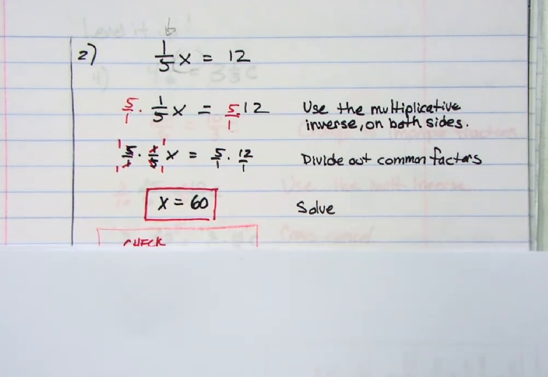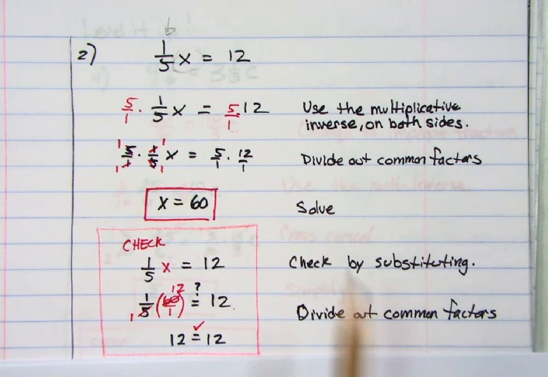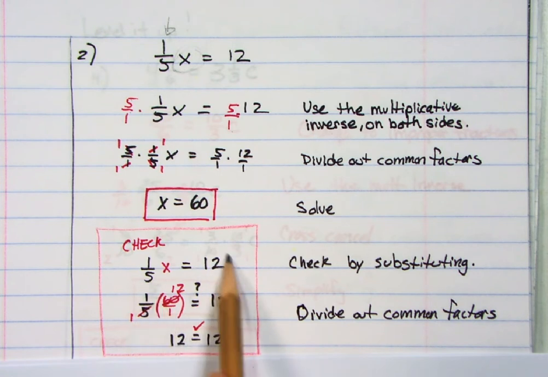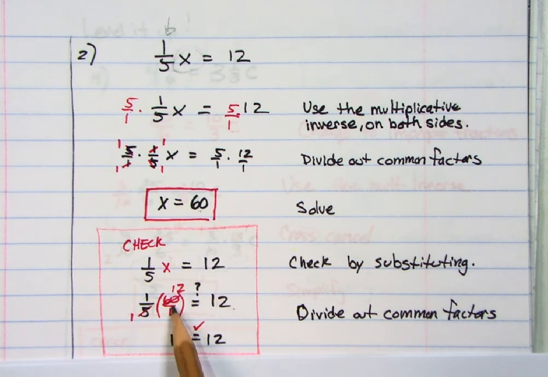Now, before I'm done, I want to check to see if I actually got that right. So how do I do that? Well, I substitute. Say, look, this was the actual problem. I think the answer is 60. So I substitute 60 in for x. Do some cross-canceling. 1 times 12 is 12. 1 times 1 is 1. So 12 equals 12.